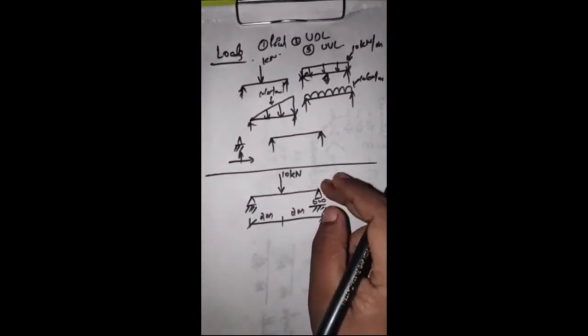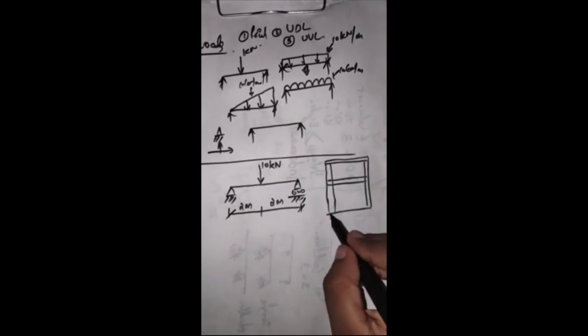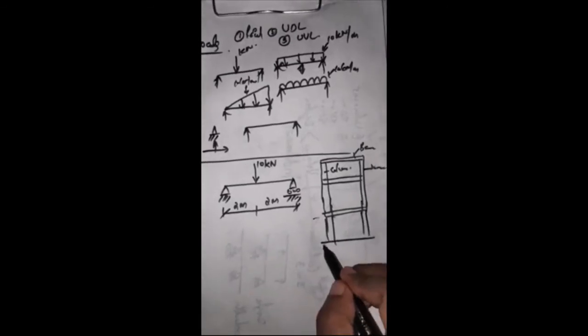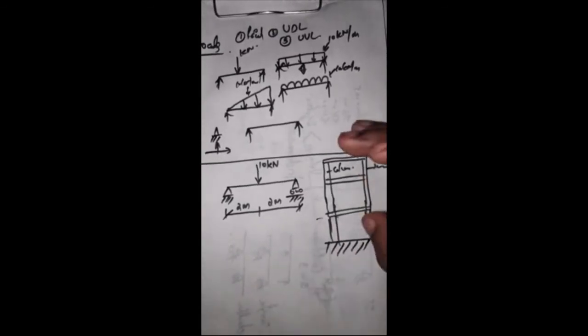Before going into this, why are we finding the reactions in a beam? I have explained earlier, when I am drawing a building, for example a 3-story building. This is just a representation. Here there is a beam, here there is a column. I am showing only one view of the 3-story building.